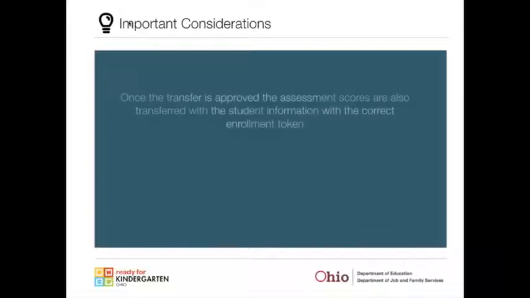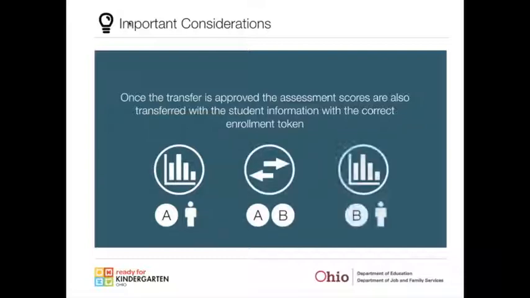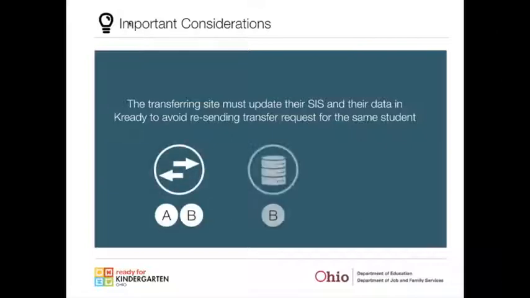And then again, once that transfer is approved, the assessment scores are also transferred with that student information, as long as they have the correct enrollment token associated or assigned to that student. And again, as always, data managers need to confirm that this information has been updated in their SIS as well. If you have a new student that transfers in, you should be able to confirm that information in the SIS to make sure that we're not sending transfer requests continuously back and forth between districts.